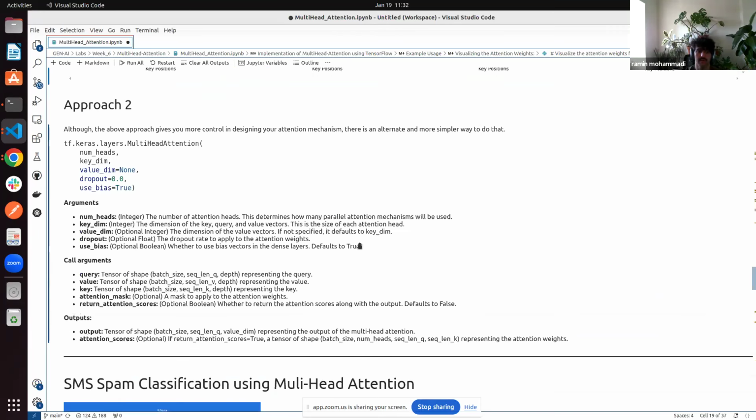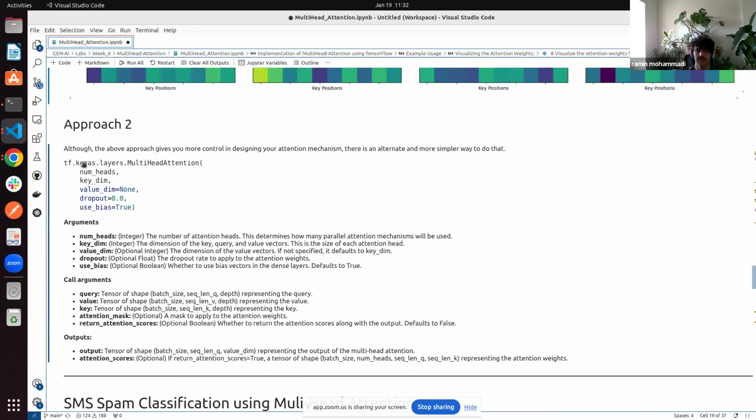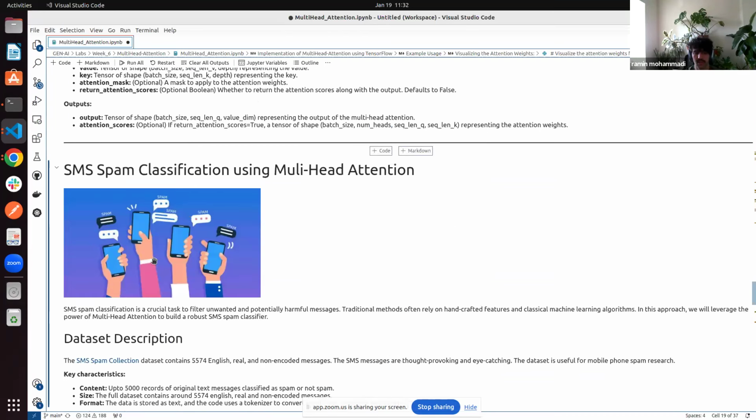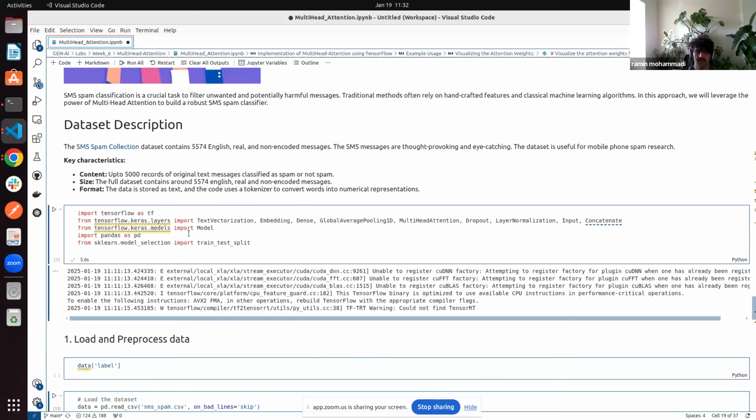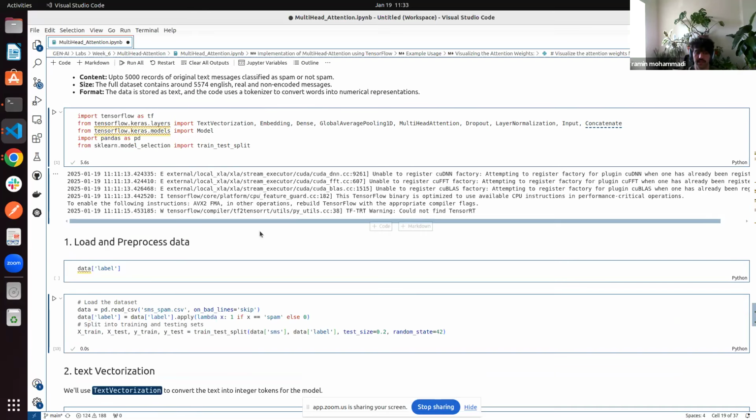Now we're going to use this as part of a sentiment analysis. The simple way is that we could also use the TF Keras multi-head attention layer. Multi-head attention gets as input the number of heads and the key dimension, which is the same thing as we did before. There's a dataset that we're going to use, this spam dataset collection.